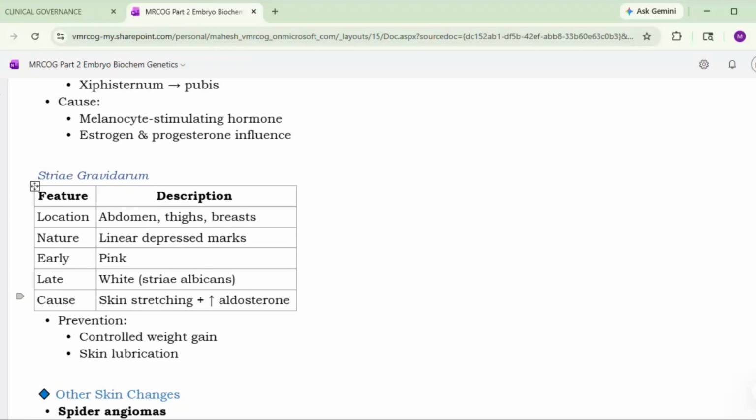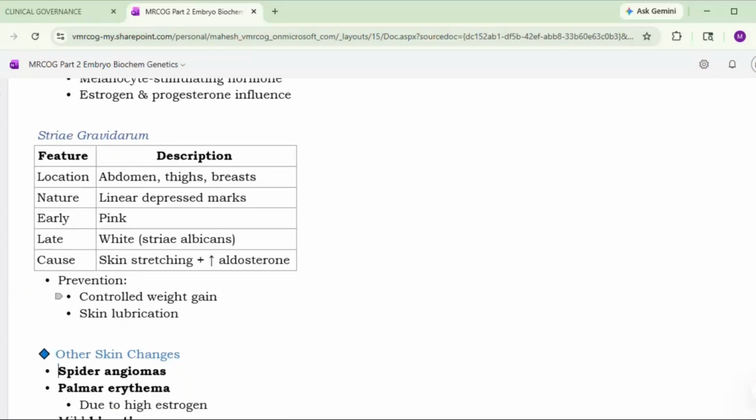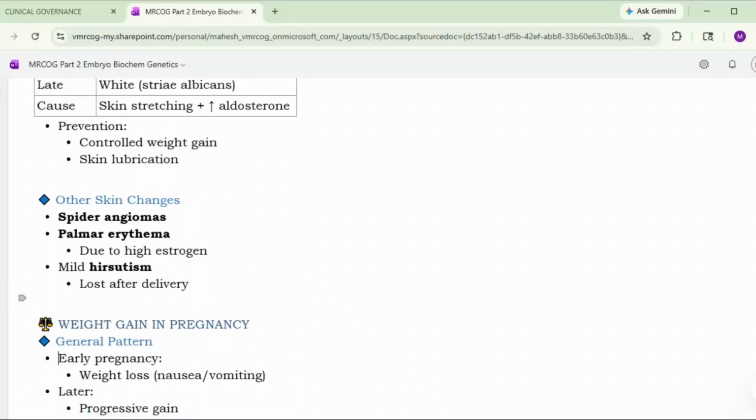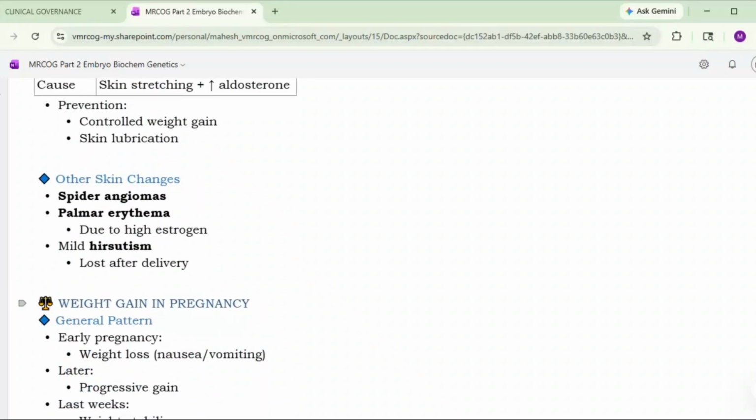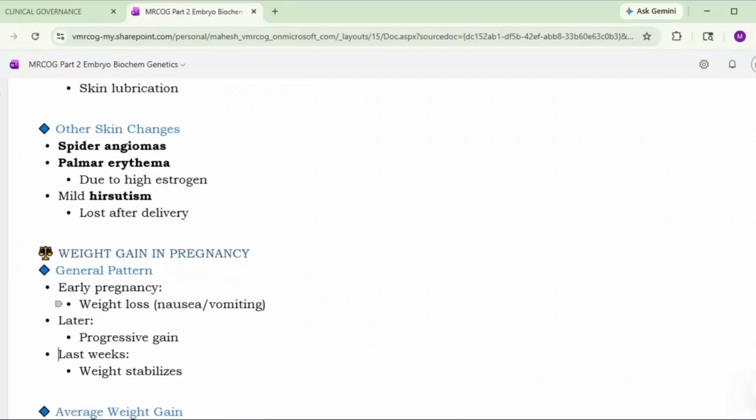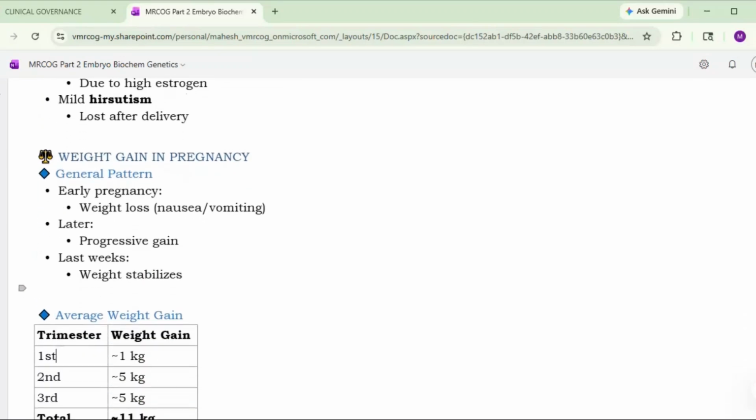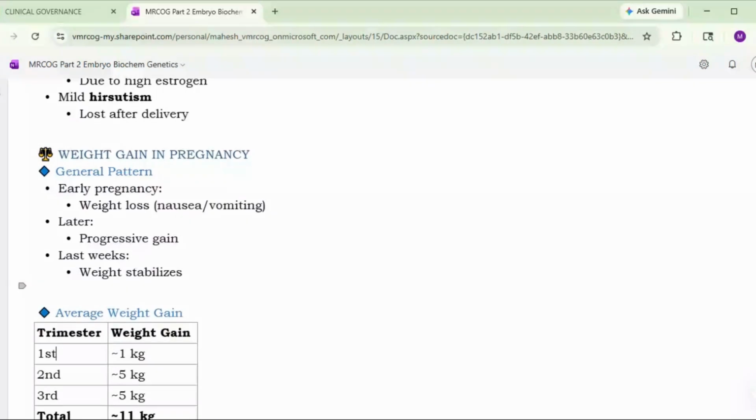It happens mainly because of the stretching of the skin, plus there is an effect of the aldosterone. Increased levels of the aldosterone are also responsible. Prevention is mainly by controlling the weight gain and skin lubrication. Okay. There are other skin changes such as spider angioma, palmar erythema. This is due to the high estrogen level. Mild hirsutism, which is lost after the delivery. Okay, so these are the changes in the skin.